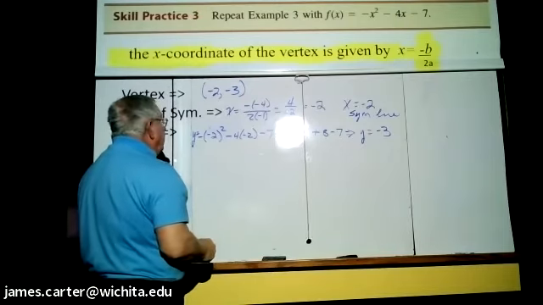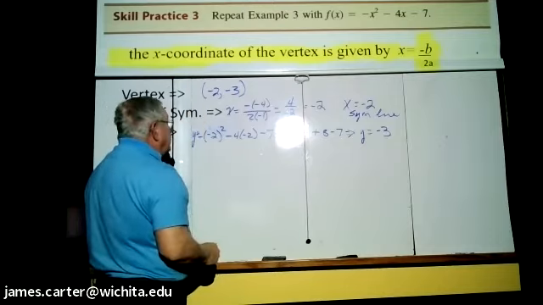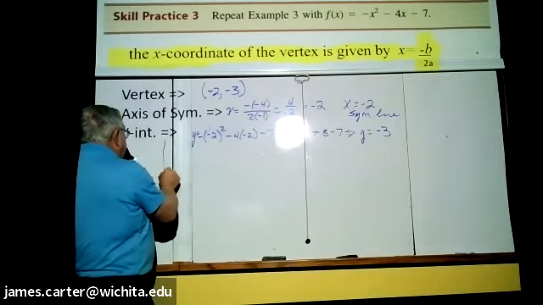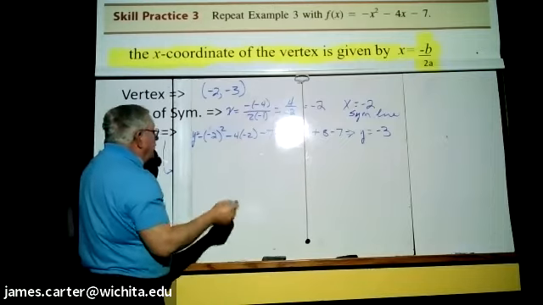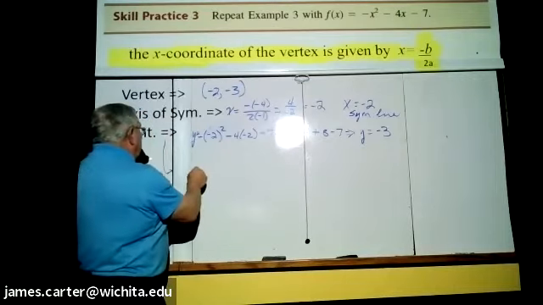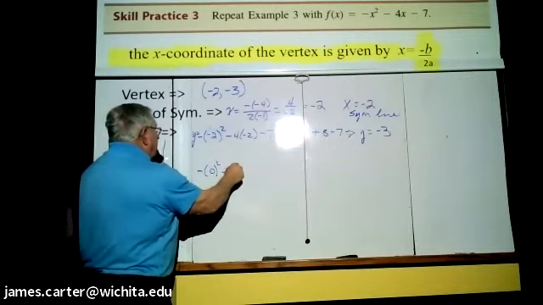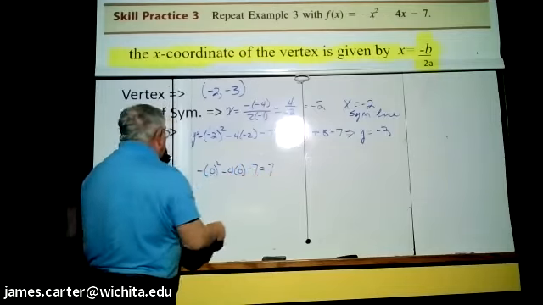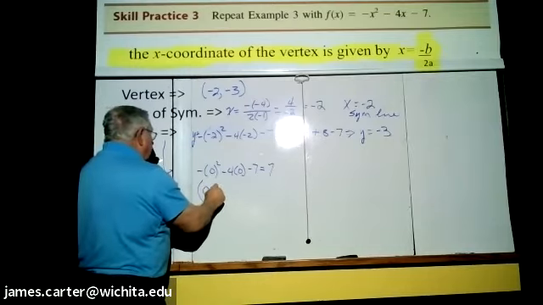So what have we done? We've gotten the vertex there. Now let's find the y-intercept. Here, let's bring this down over here. To find the y-intercept, what do we do? We replace x with 0. So negative 0 squared minus 4 times 0 minus 7 equals negative 7. Okay? So the y-intercept is the point 0, negative 7.